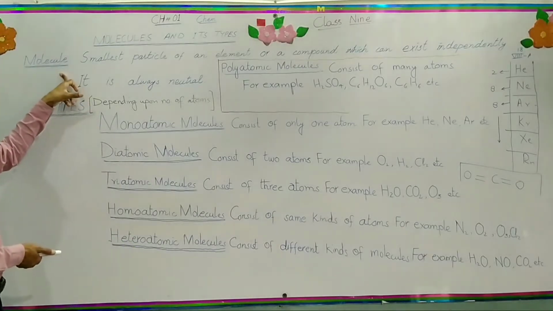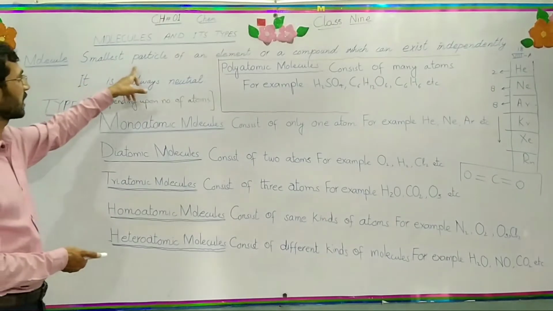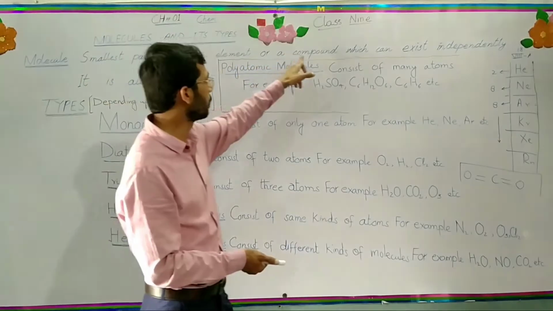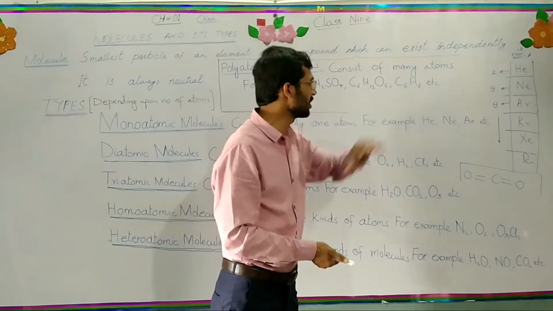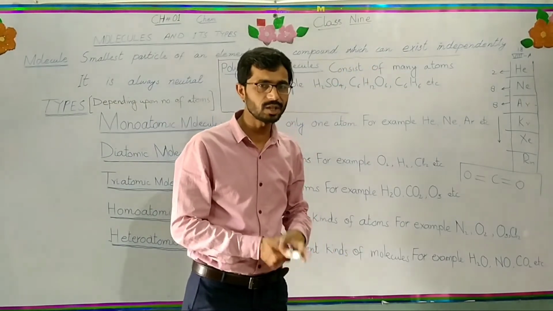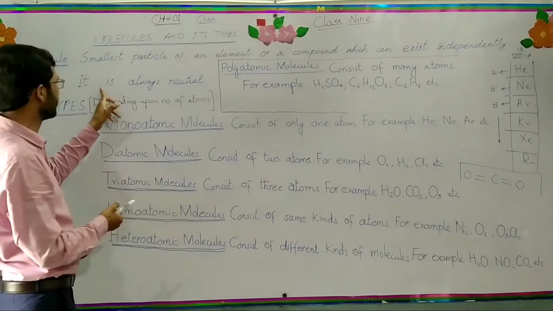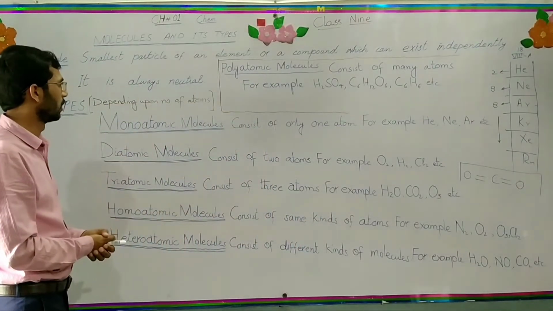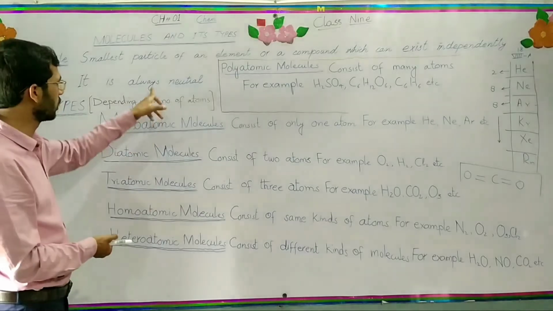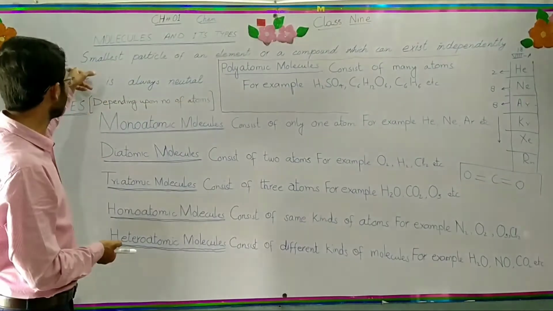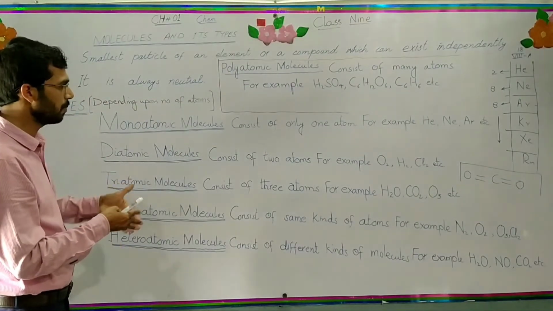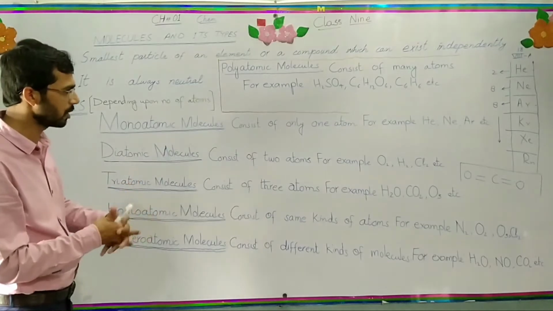What is a molecule? A molecule is actually the smallest particle of an element or a compound which can exist independently. And the second characteristic of a molecule is it is always neutral, meaning a molecule is formed by the sharing, not the complete transfer, of electrons from one element to another element.